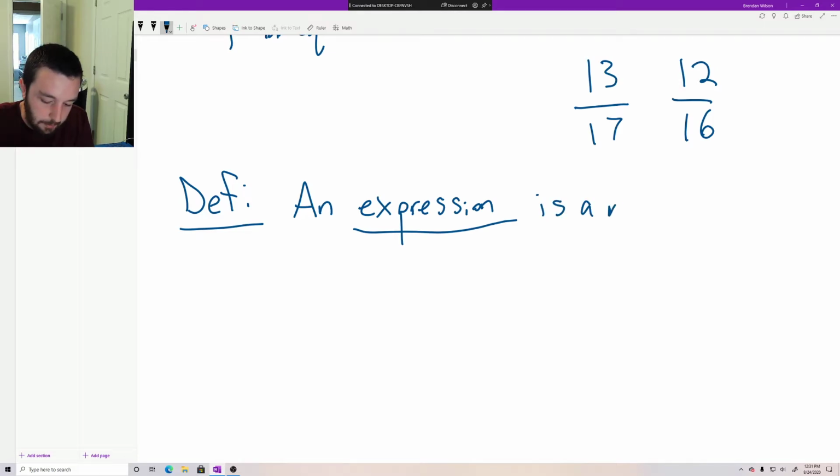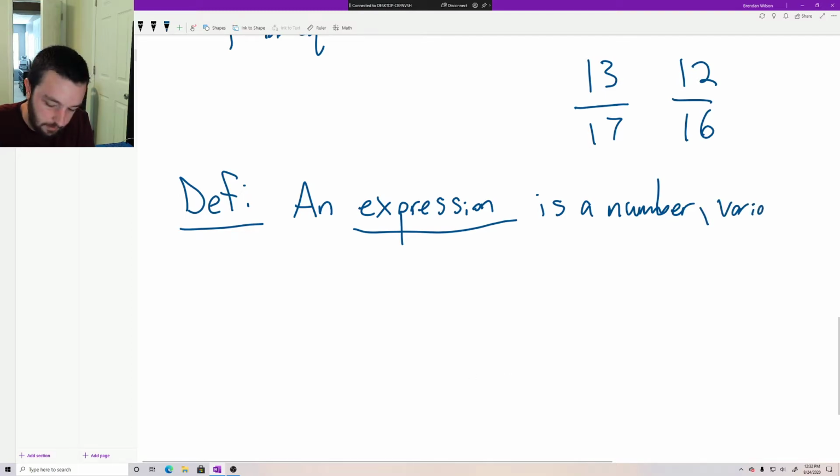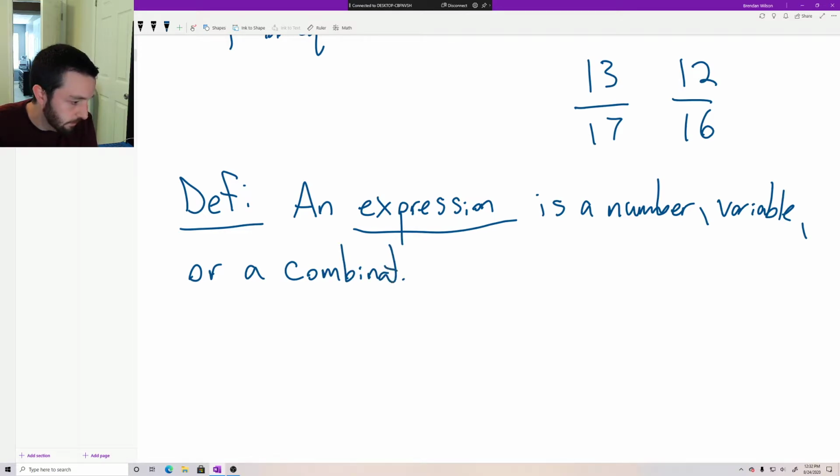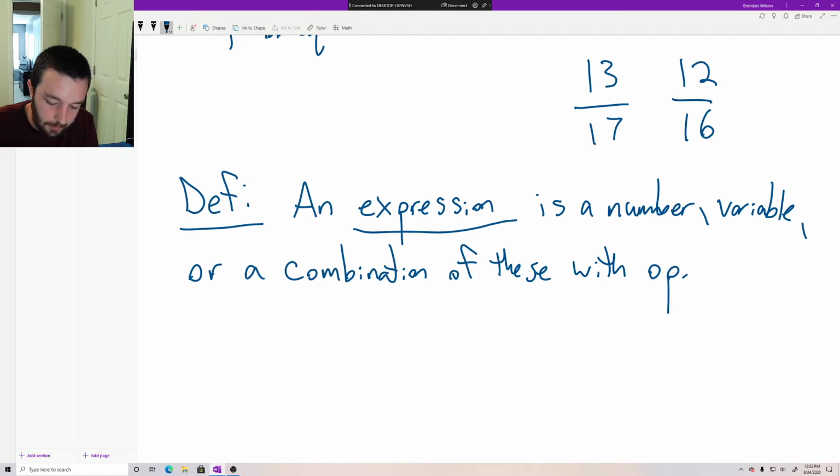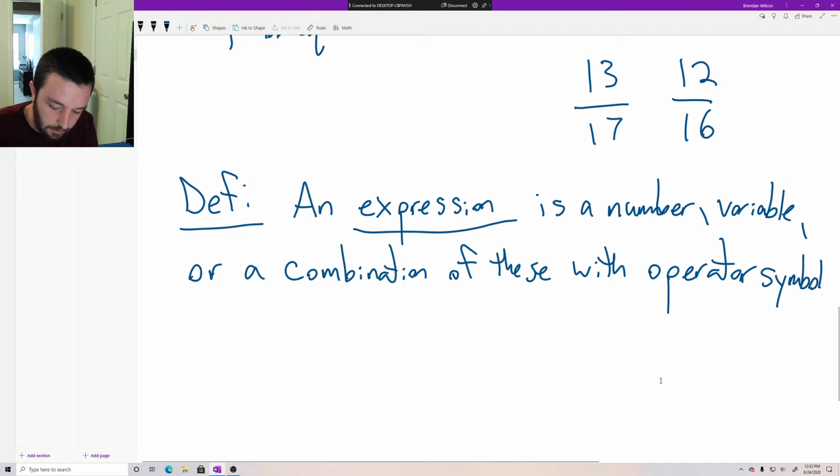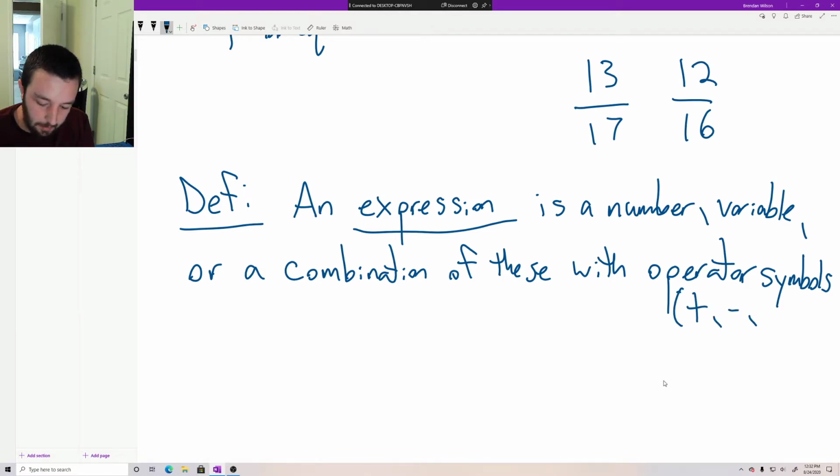An expression is a number, variable, or a combination of these with operator symbols. Okay. What do we mean by operator symbols? These are the things we did in chapter 1. Plus, minus, multiply, divide. Okay.